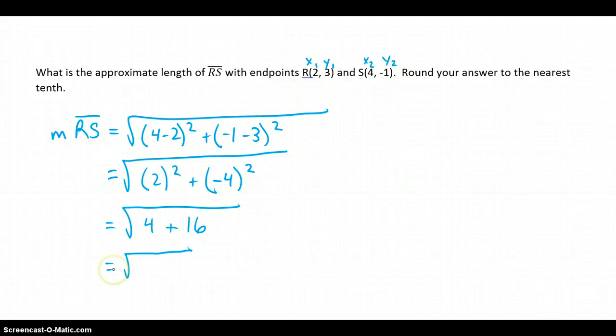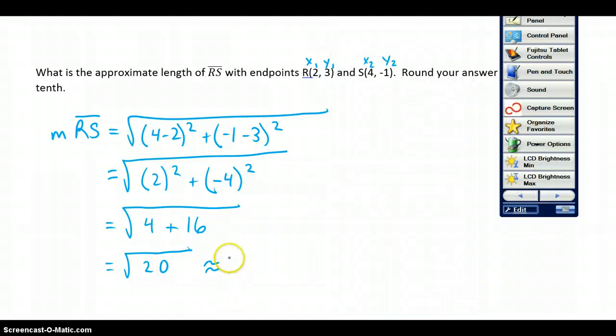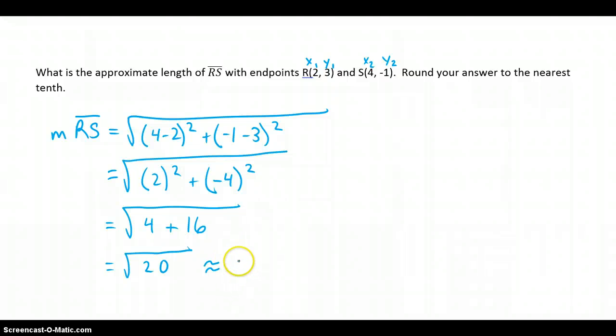Continue doing my math. 4 plus 16 is 20. So my answer is the square root of 20. But I need the approximate length. I need to round my answer to the nearest tenth. So I'm going to have to use my calculator again. I'm going to type in the square root, which is found right above this x squared button. So I need to hit second, square root of 20. I get 4.472135955, and this number actually keeps going.